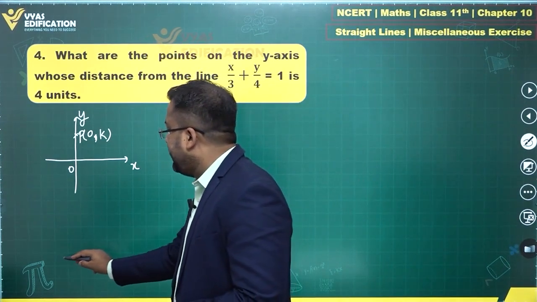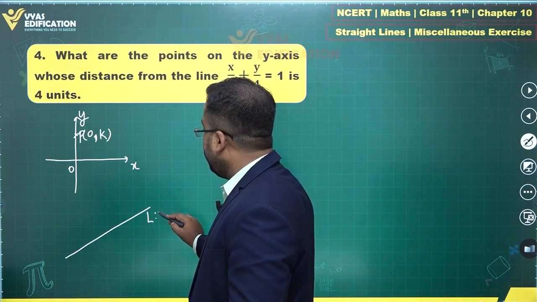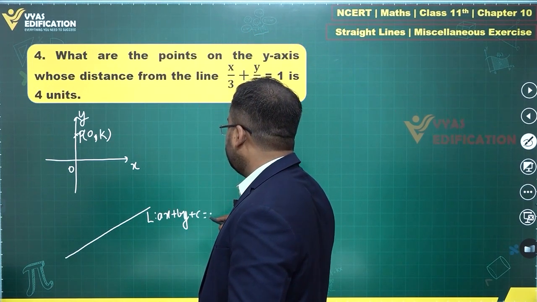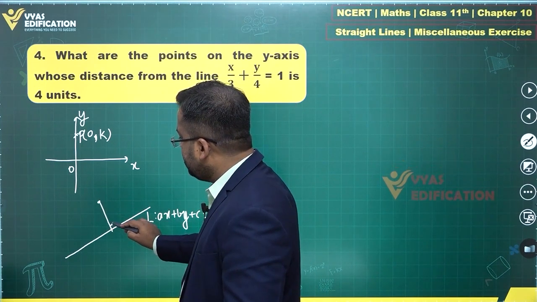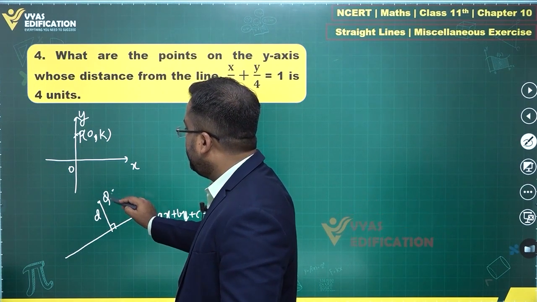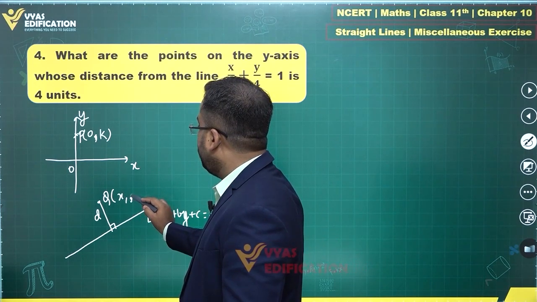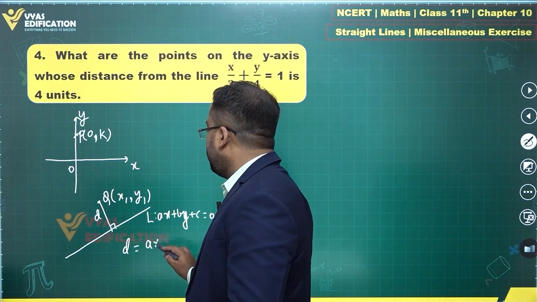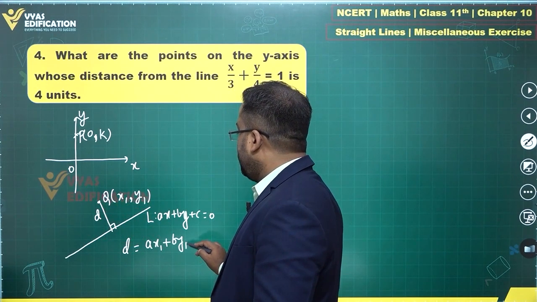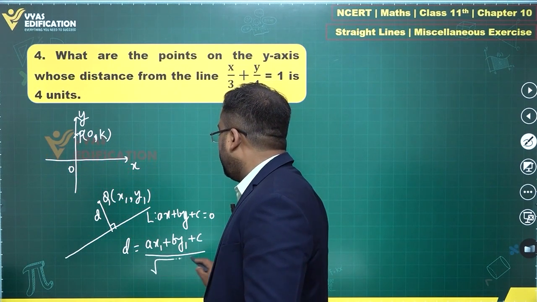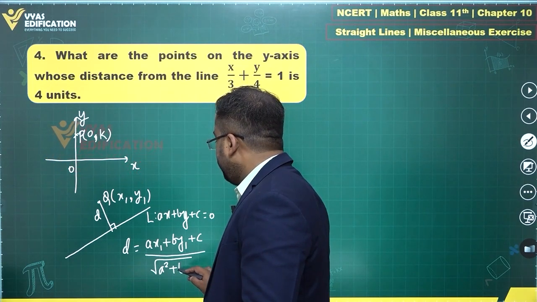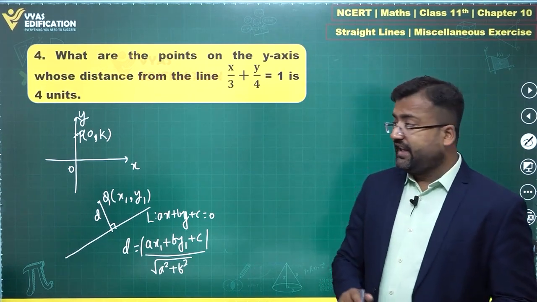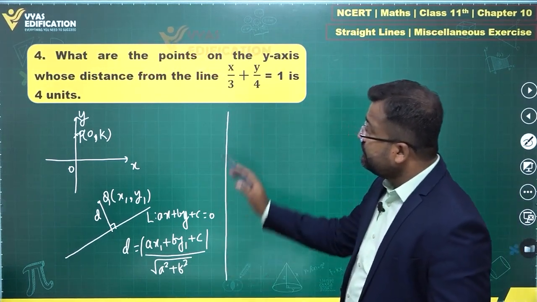The next thing that I'll need is, for any line ax + by + c = 0, if you want to find the distance of Q (x1, y1) from this line, d will be equal to |ax1 + by1 + c| upon the square root of a square plus b square, and you take a modulus. This is what the distance looks like, right? Those are two formulae which will be useful in this case, right?